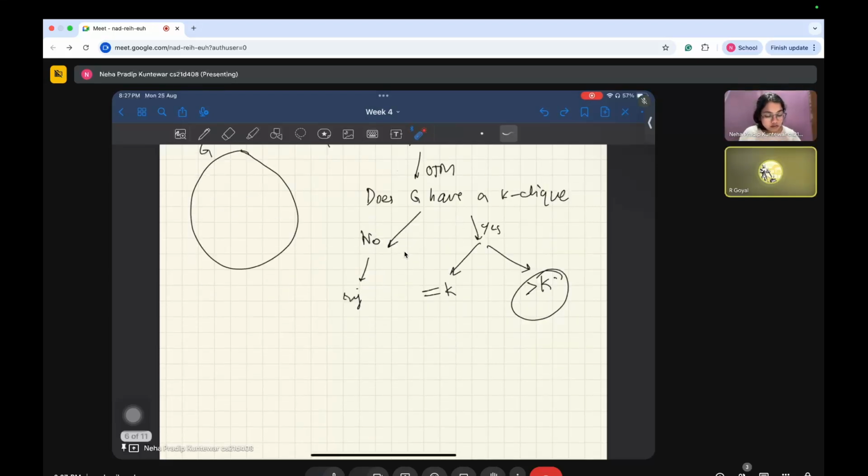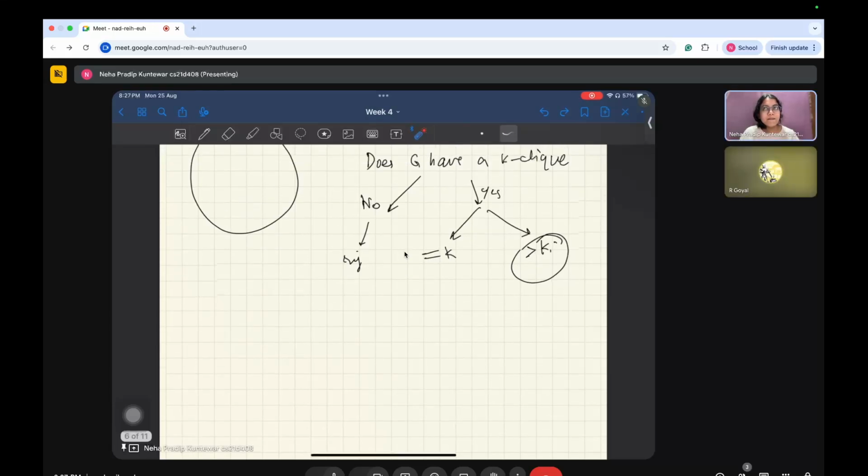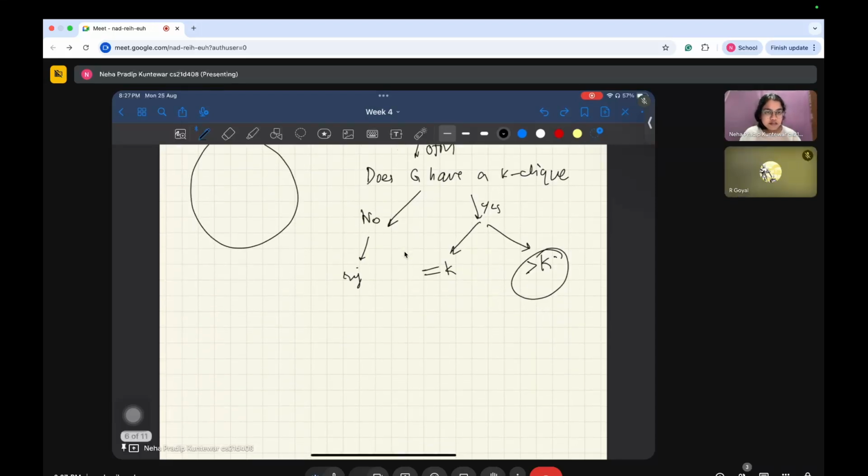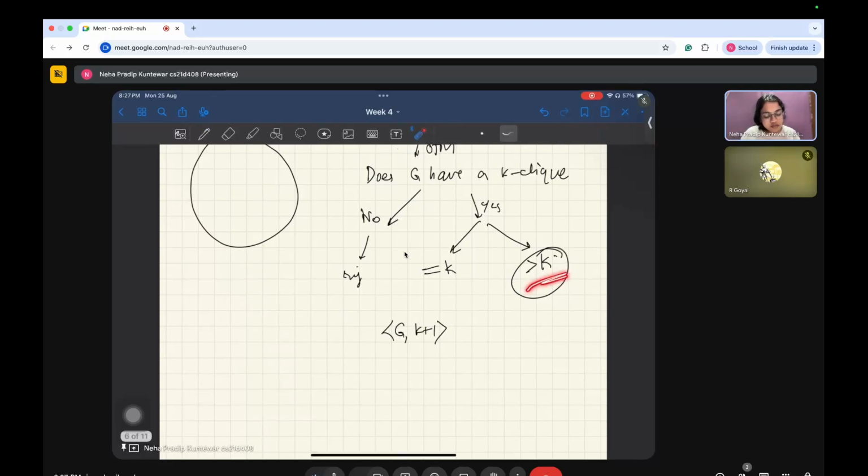Does this graph have a clique of size less than k? I will ask this query. But less than k was already rejected. Okay, so if it has a clique of size k plus 1, that will solve our problem, right? Because if it has a clique of size k plus 2, it will definitely have a clique of size k plus 1. So anything more than k will always say yes for this.